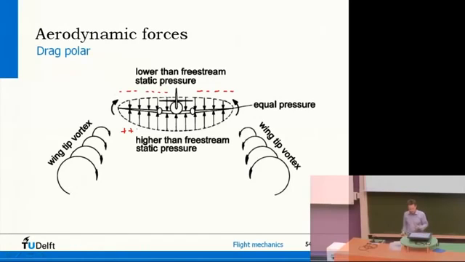Now, since the wing is only finite, this means that the air at the tips will start to form vortices. Of course, at the tips, the air would like to go in this direction from high pressure to low pressure, which means there are these vortices trailing the aircraft.